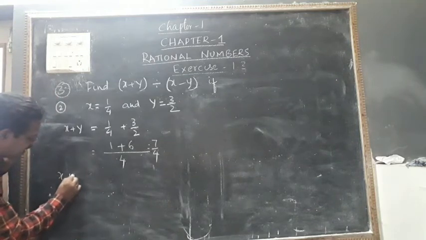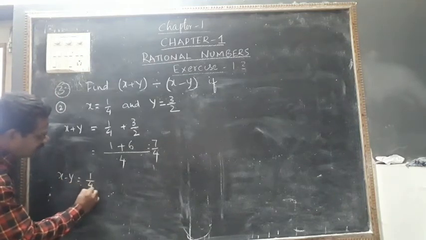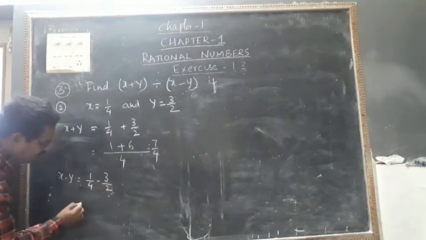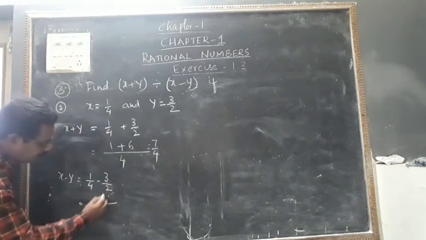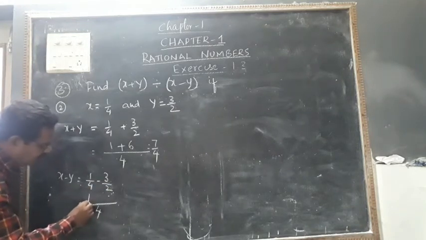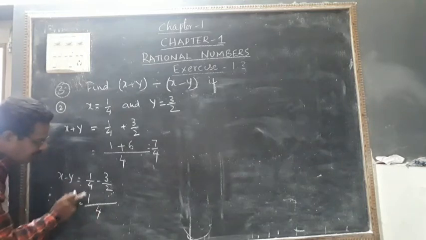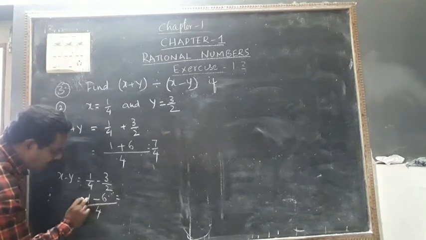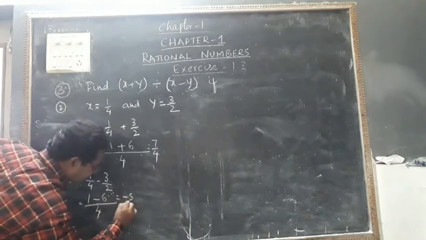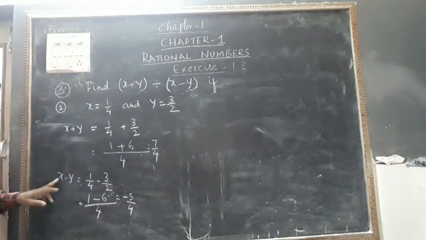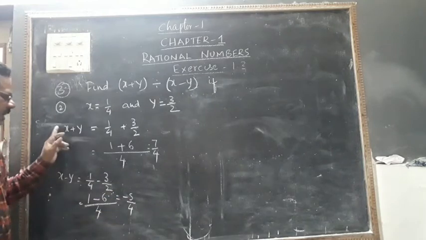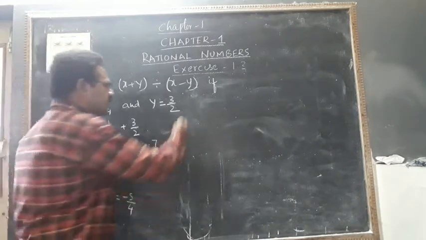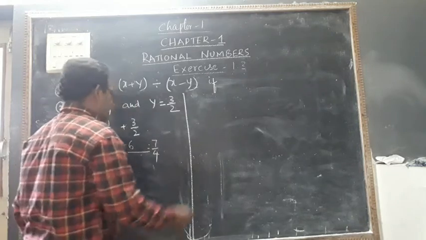Next x minus y is equal to 1 by 4 minus 3 by 2. So again 4 and 2, the LCM is equal to 4. 4 1s are 4, 1 1 is 1. 2 2s are 4, 3 2s are 6. 1 minus 6 means here we can take minus 5 by 4. X minus y is equal to minus 5 by 4. X plus y is equal to 7 by 4. These two we have to divide.